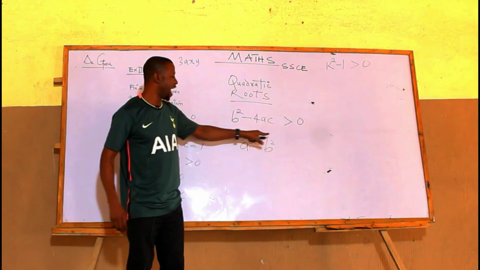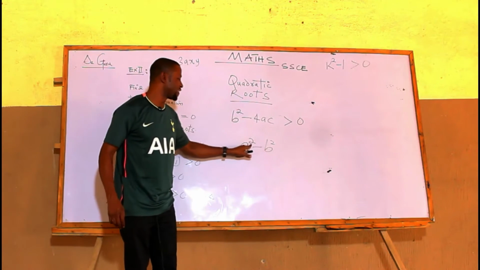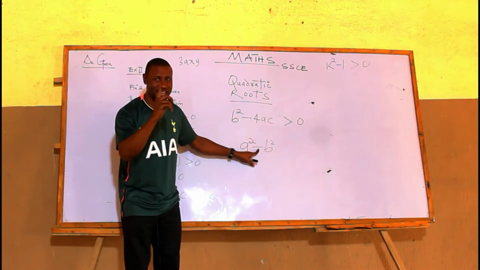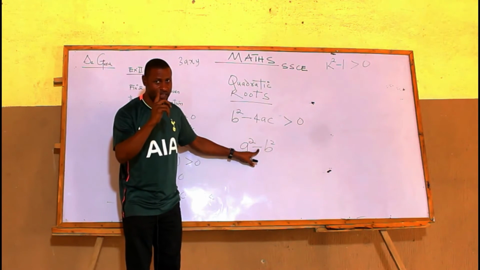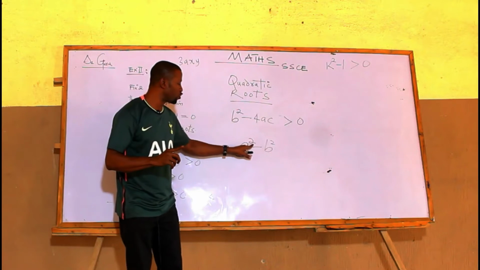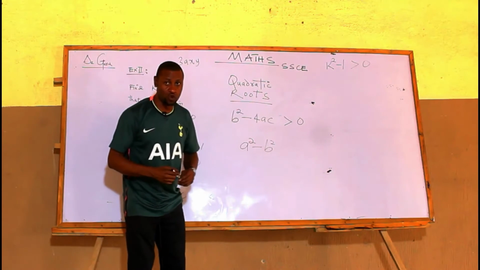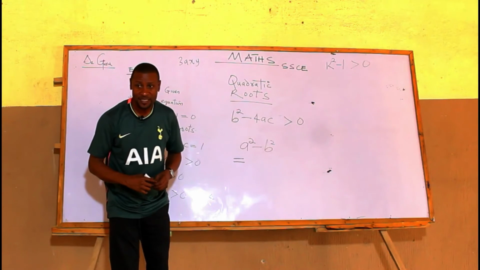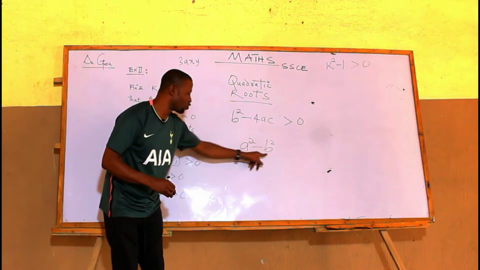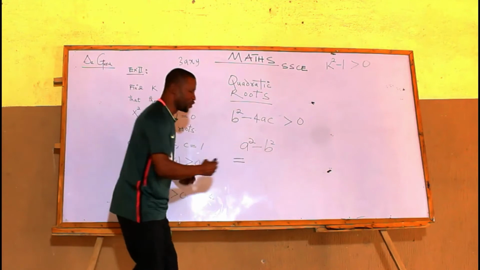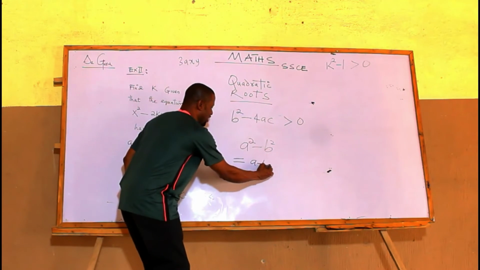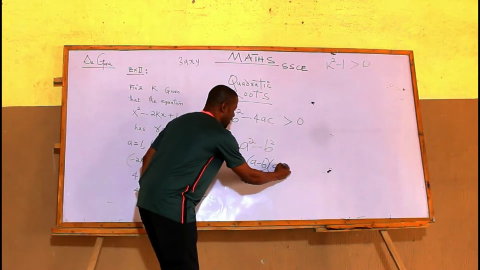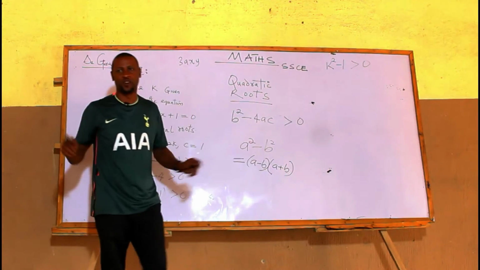Square, another square. How many squares are here? 2 squares. Separated by what? Difference. That's a minus sign. That is difference of 2 squares. The rule says when you have difference of 2 squares, you just watch the bases. You tell them the difference between the bases, a minus b, multiplied by the sum of the bases, a plus b.